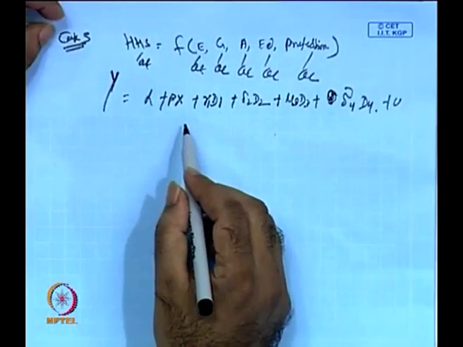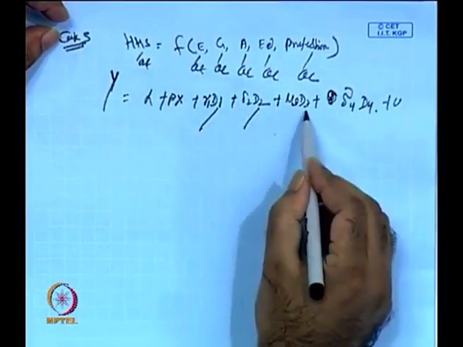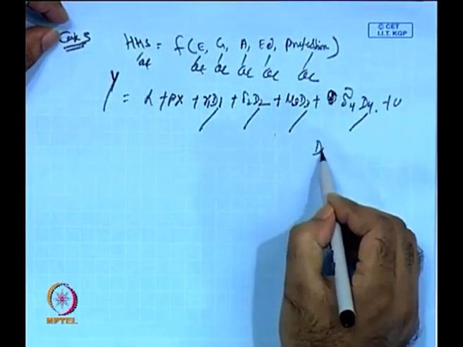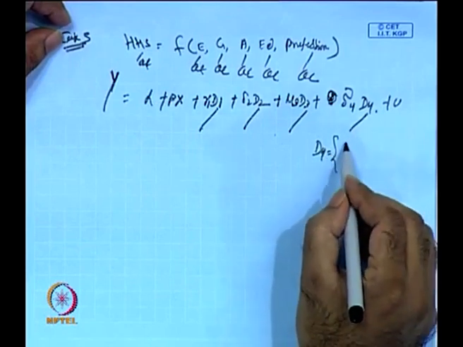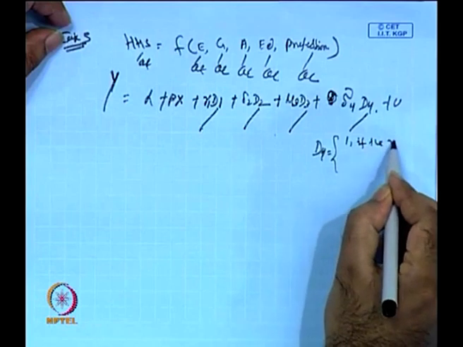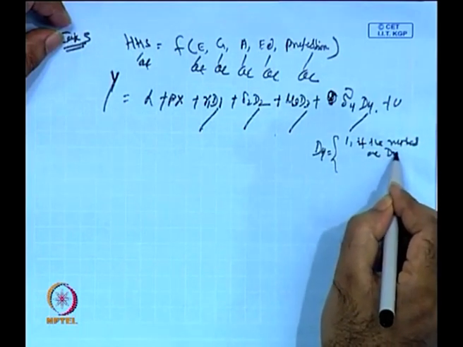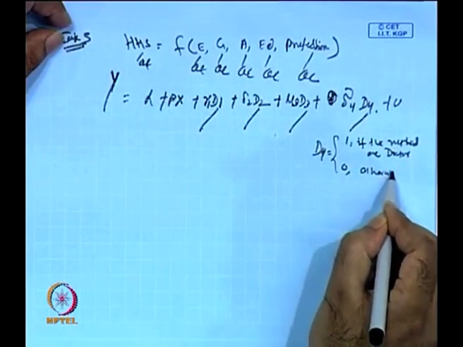So now here d 1 is defined, d 2 defined, d 3 defined, d 4 defined, no sorry, d 4 is not defined. So d 4 here is equal to 1 if the respondents are, say, doctor, okay, 0 otherwise.